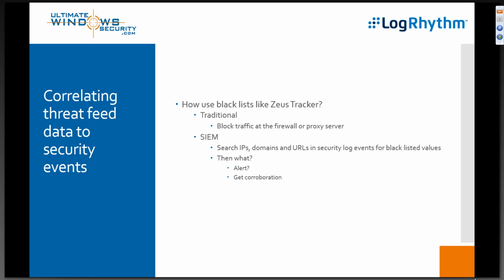So that's why I think it's so cool to pull this information into your SIEM, because then you can search the IP addresses, the domain names, and the URLs that are surfaced in your security logs and compare them against these blacklisted values. But at that point, you can then choose what to do. Do we alert at that point, or do we go further and get more correlation? And that's where you're going to be interested in getting into the conversation just a little bit, I think, Eric. True?